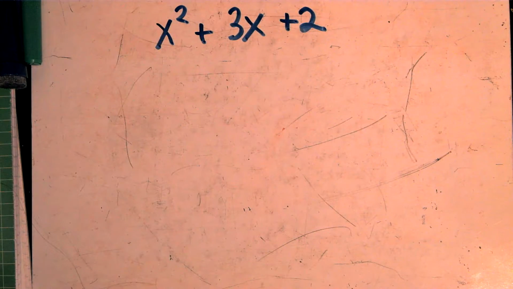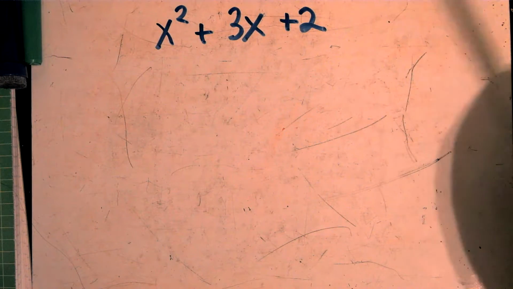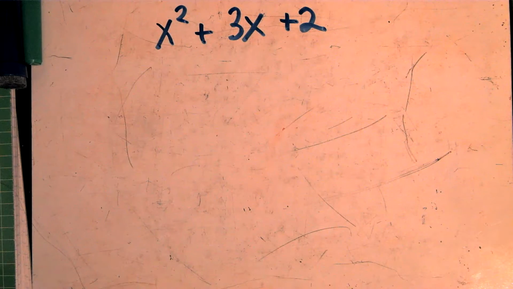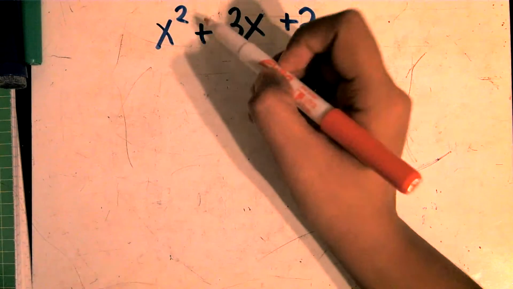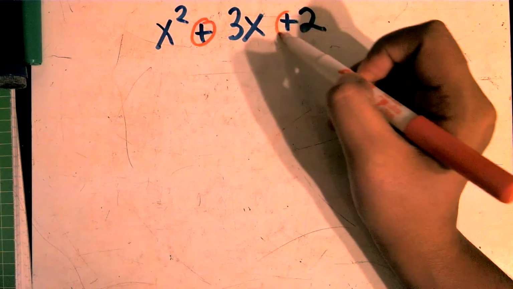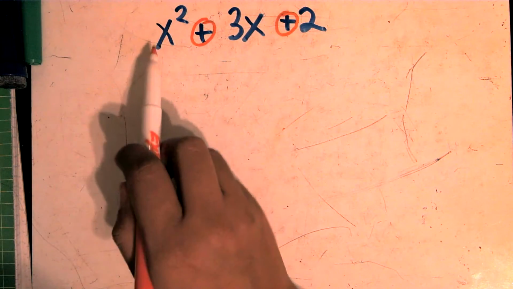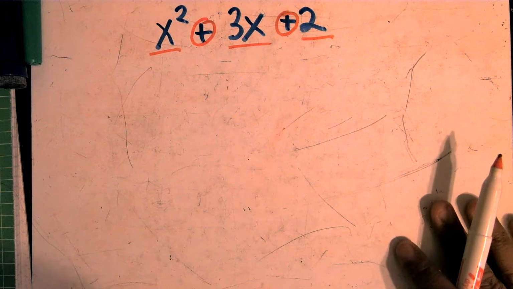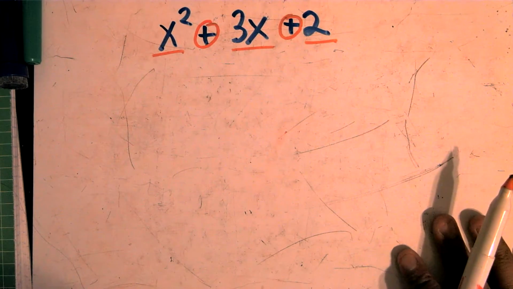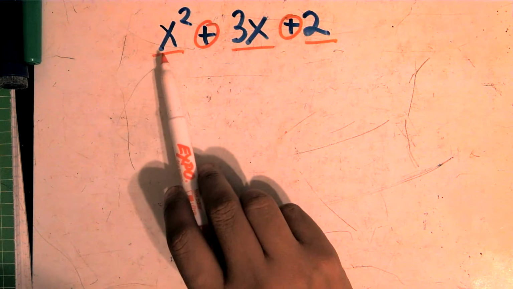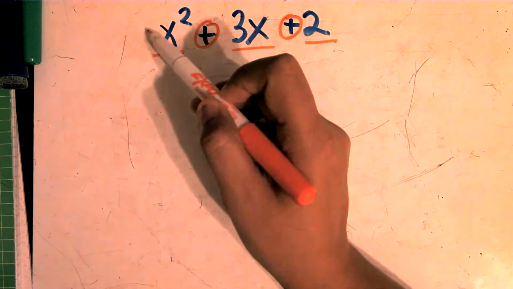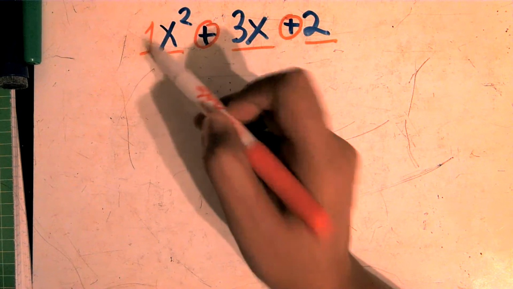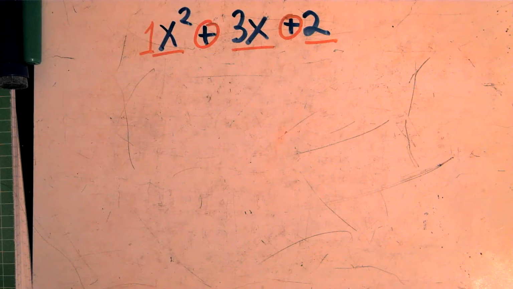Now, how do I know that there are three terms? Well, the terms are separated by addition and subtraction signs. So if I put a circle around them, I can clearly see there are three terms. This video is going to focus on trinomials where the lead term has a coefficient of 1. When you don't see a coefficient, it's because it's an invisible one.